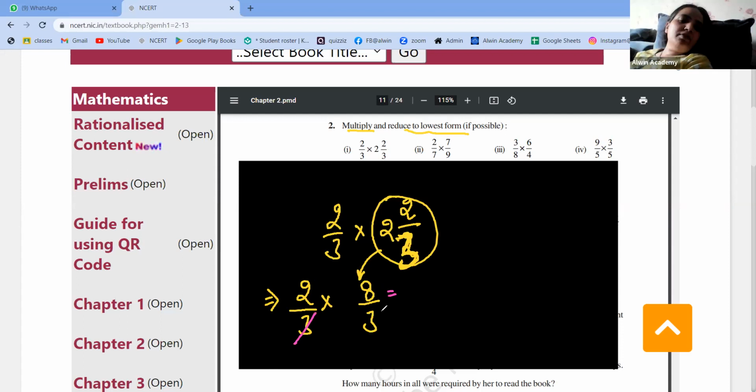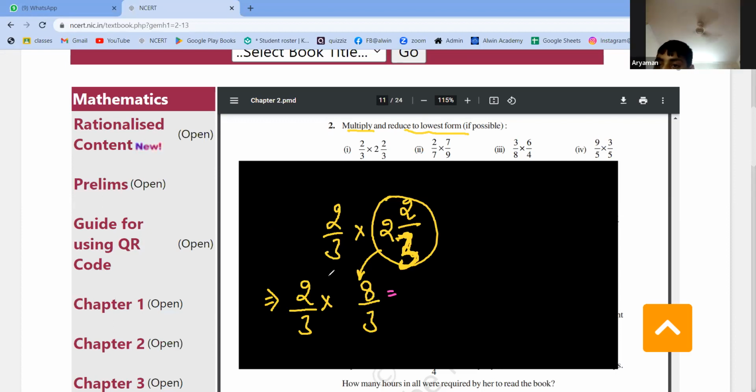Ariman, can I cut this 3 with this 3? No. Why? Because both are denominators. We can only cut or simplify a numerator with a denominator, beta. Neither two numerators can be cut nor two denominators can be cut.